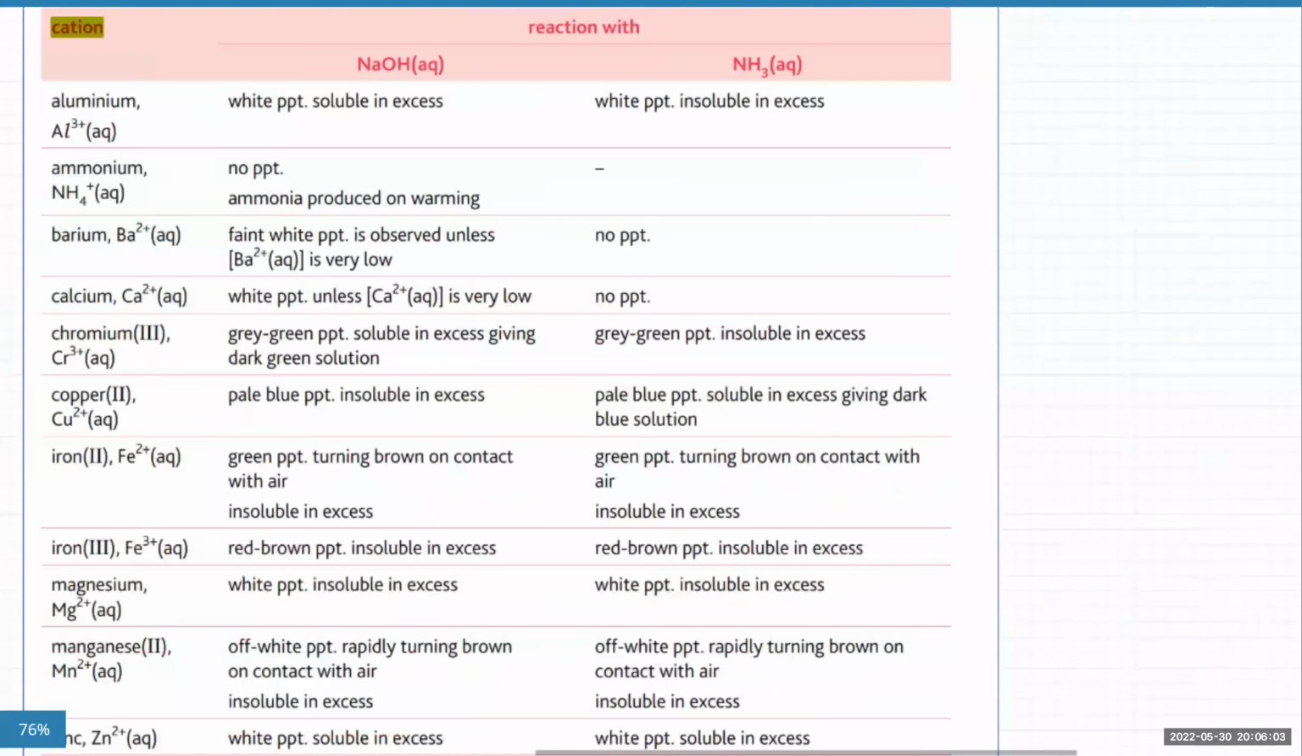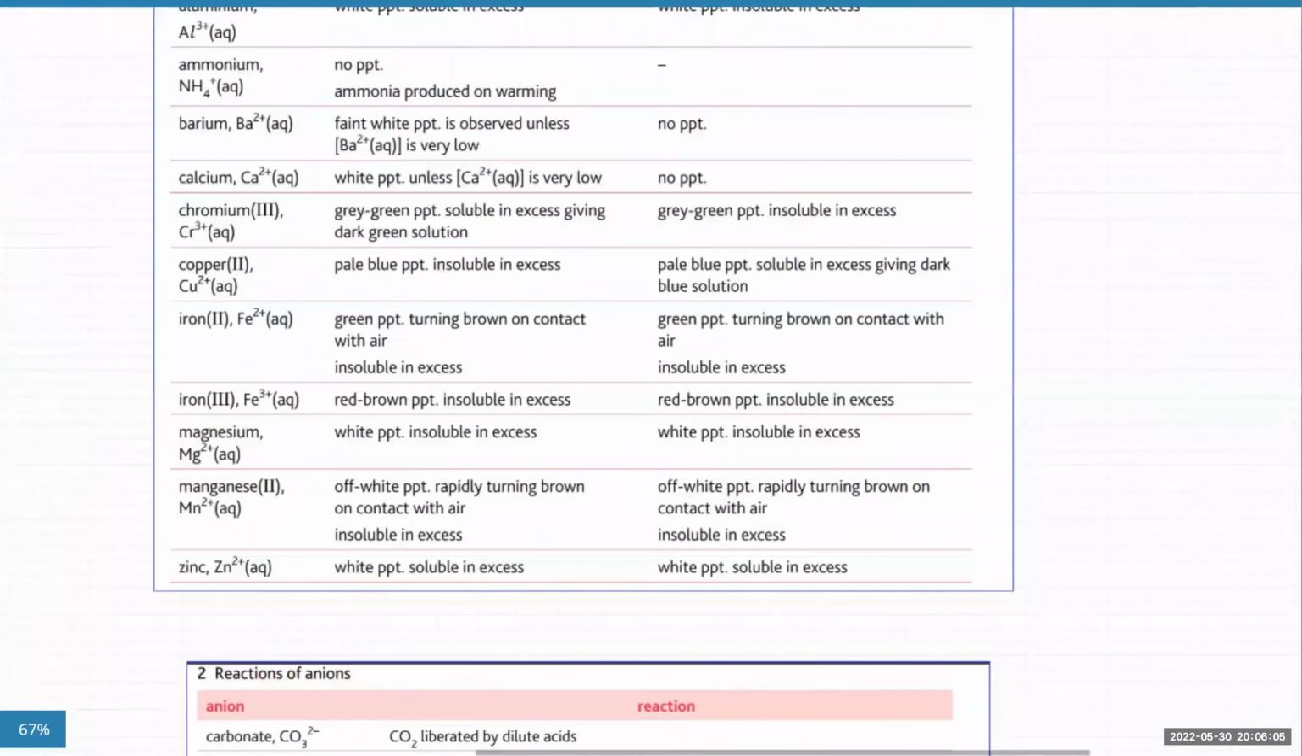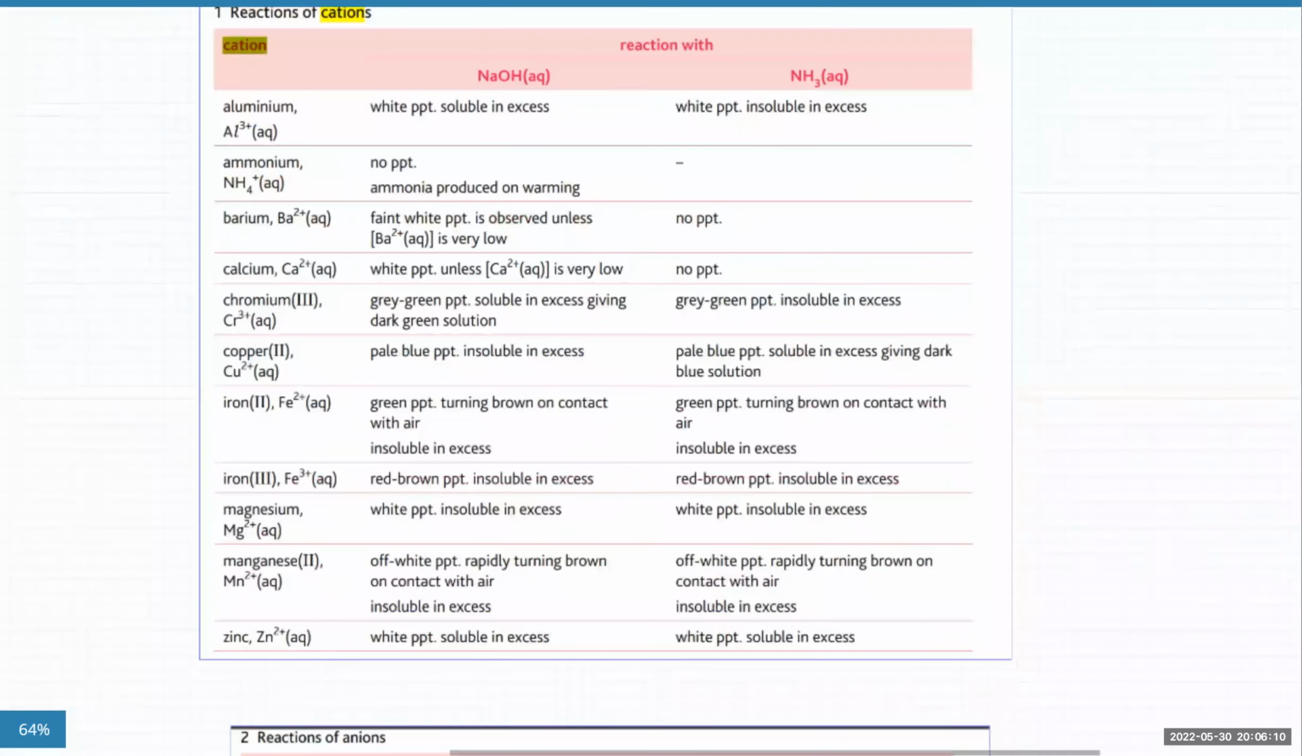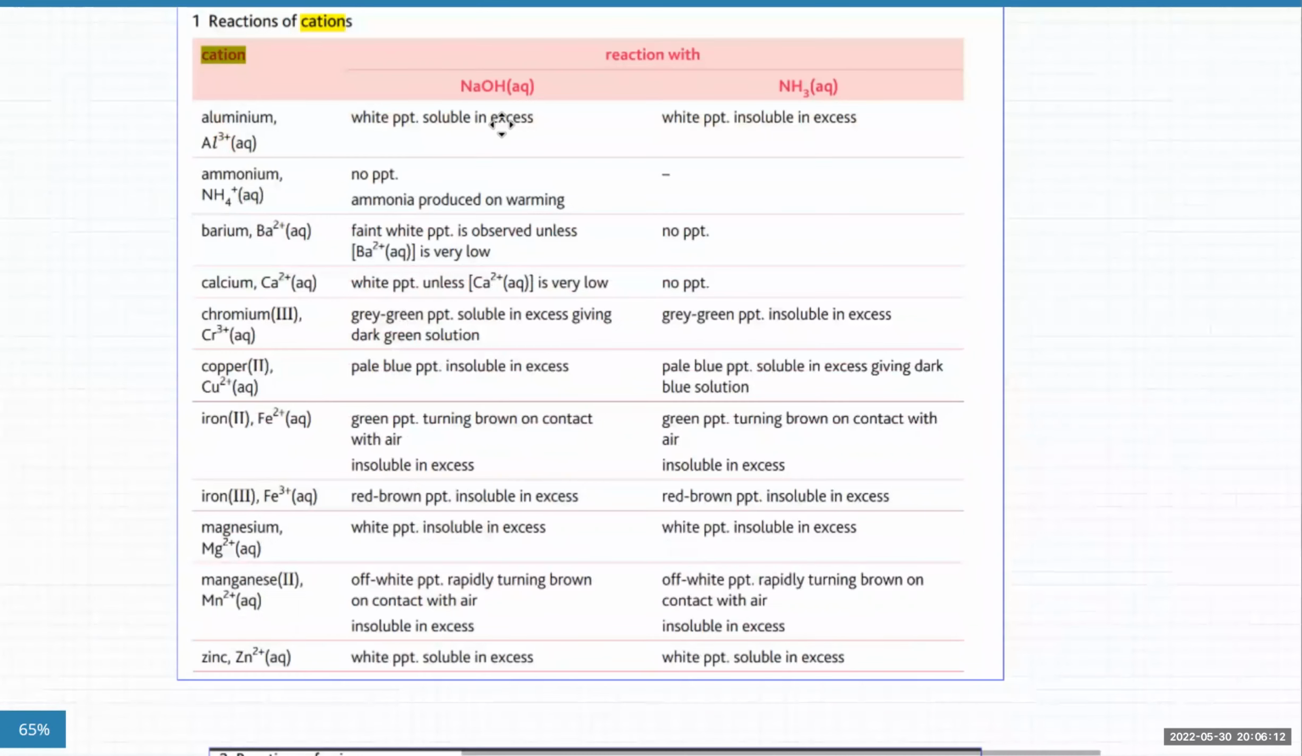They usually do give one MCQ on this. So the first one, aluminium ions, they've got a white precipitate. I've shared the board link. So make sure you remember this as well.